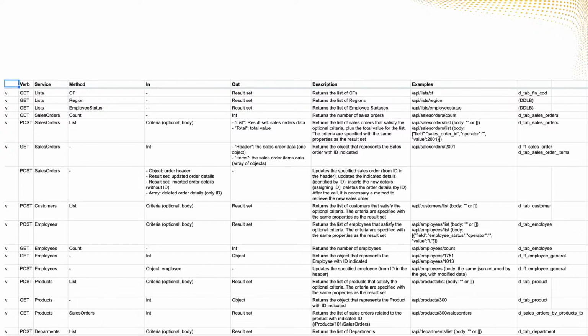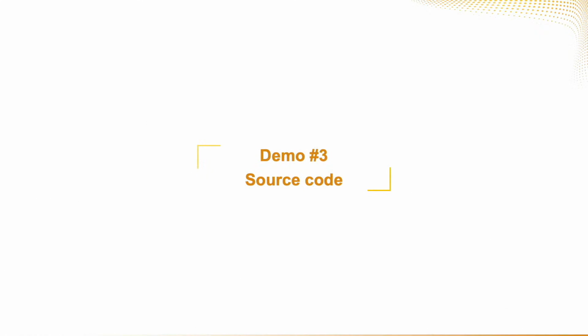Notice here all the elements of the Web API methods. For example, verb, service, method, parameters, in and out, description, examples of use, and the main data window to be used by the method. That's very useful when creating the Web API. Let's now go to the source code, Web API and UI.